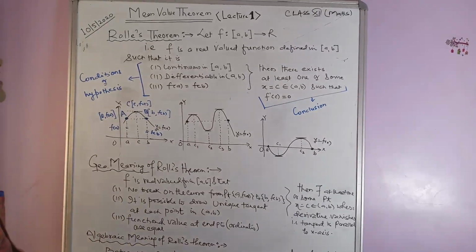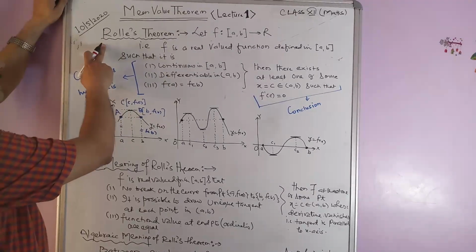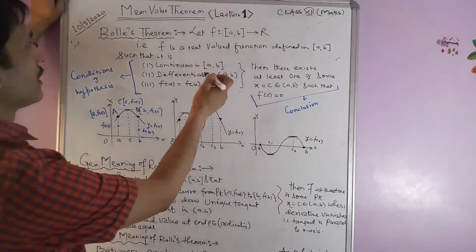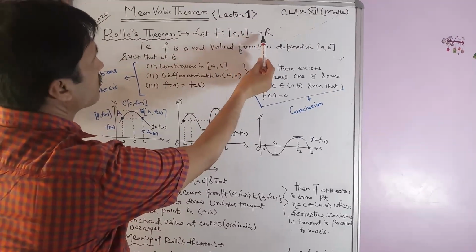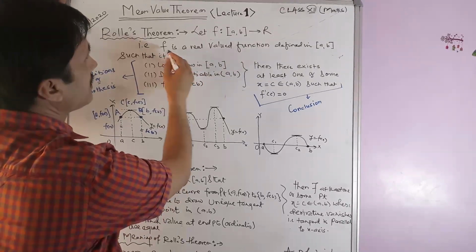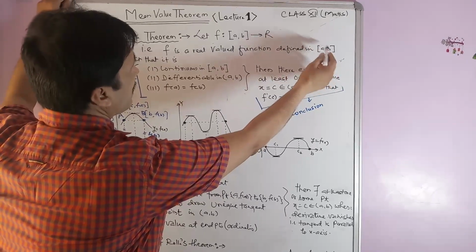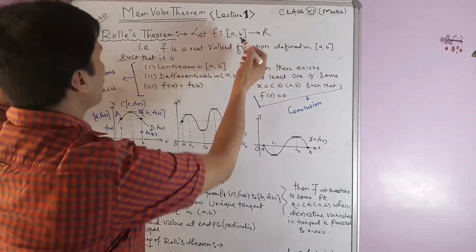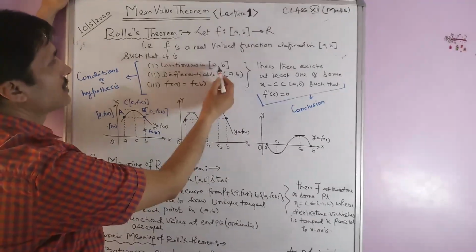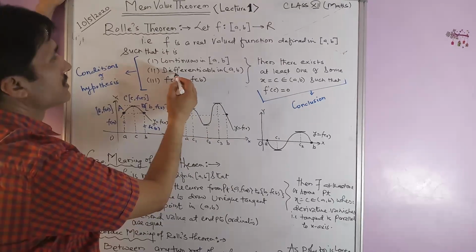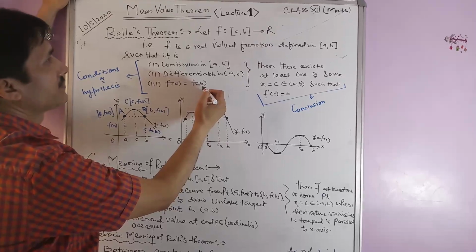So, first we start with Rolle's theorem. Here the statement of Rolle's theorem is: let f be a function from closed interval [a, b] to R, that is, f is a real valued function defined in the closed interval [a, b]. Here the closed interval [a, b] is the domain of the function, such that it is continuous in the closed interval [a, b], differentiable in the open interval (a, b), and f(a) equal to f(b).